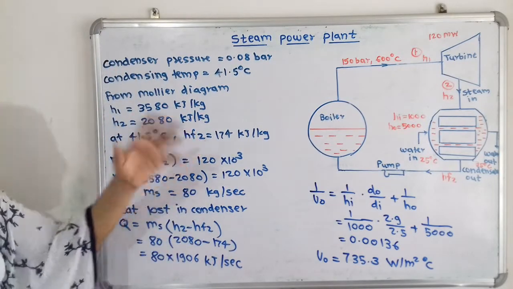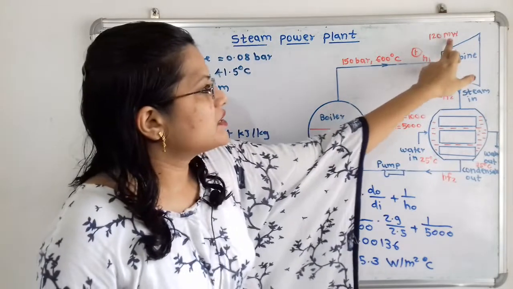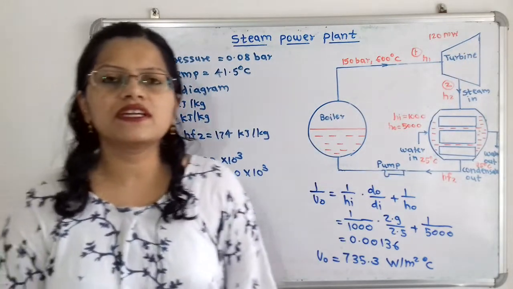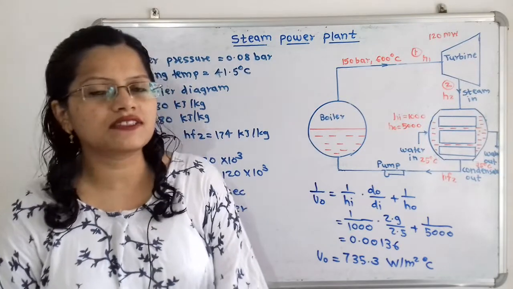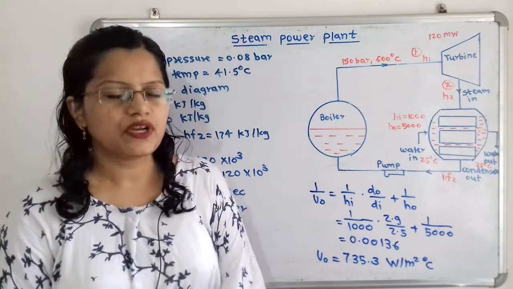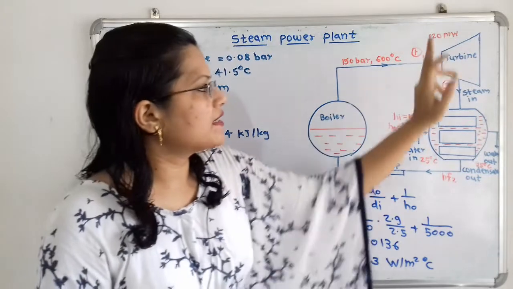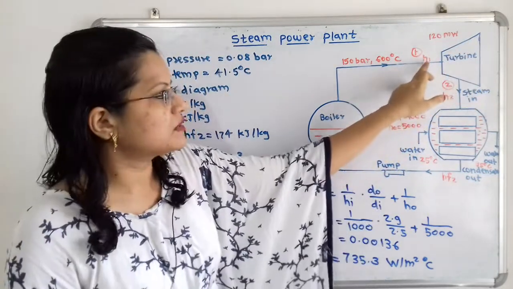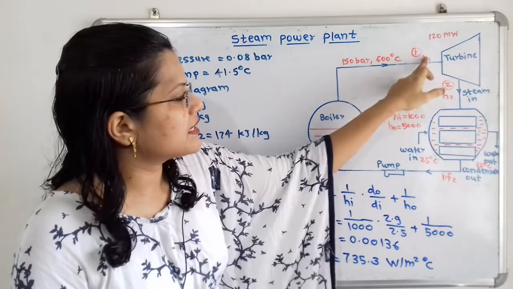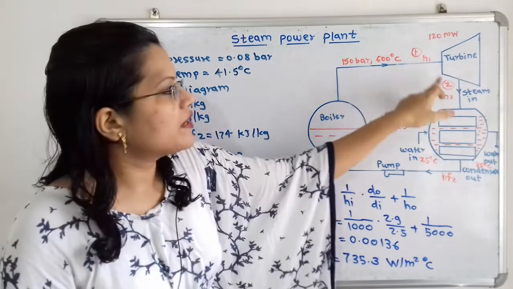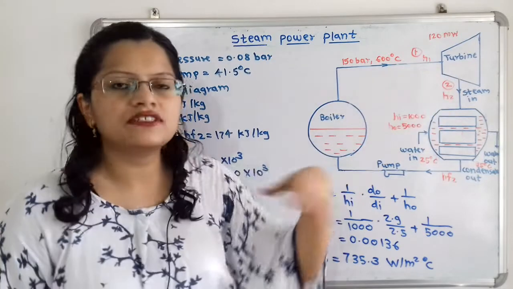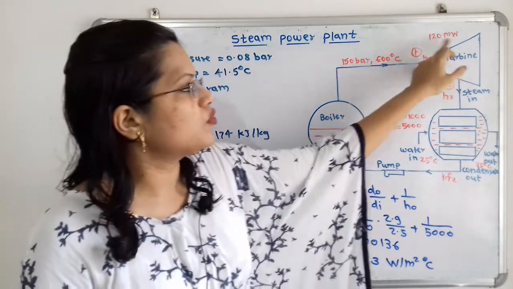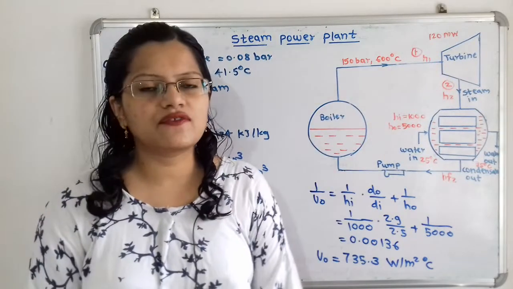So it is given that the capacity of the plant is 120 megawatt. So how to find out the mass rate of flow of the steam? When the capacity of the plant is given and the isentropic expansion is taking place, the change in enthalpy is H1 and H2. So here we will take this enthalpy difference multiplied by the mass rate of flow of steam, which is equal to the plant capacity, that is 120 megawatt.